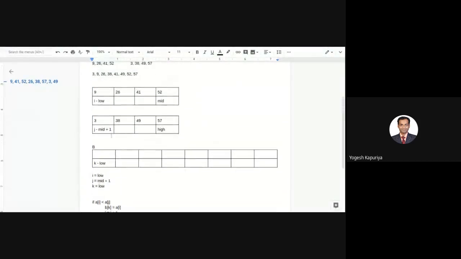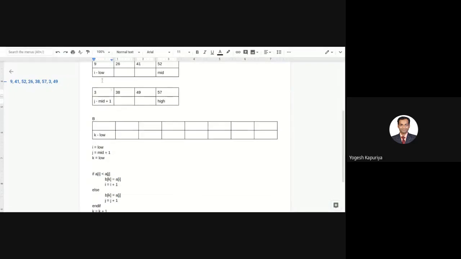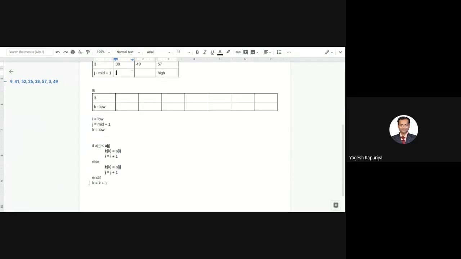You are comparing 9 with 3. So A of I will be compared with A of J. Is A of I less than A of J? Is 9 less than 3? No, 9 is not less than 3. So it will copy B of K equal to A of J. B of K means your k is here, so this element. J is here, so A of J is 3. So 3 will be copied. J is equal to J plus 1, so now your j moves to this point, and after this K is equal to K plus 1. So now your k moves here.